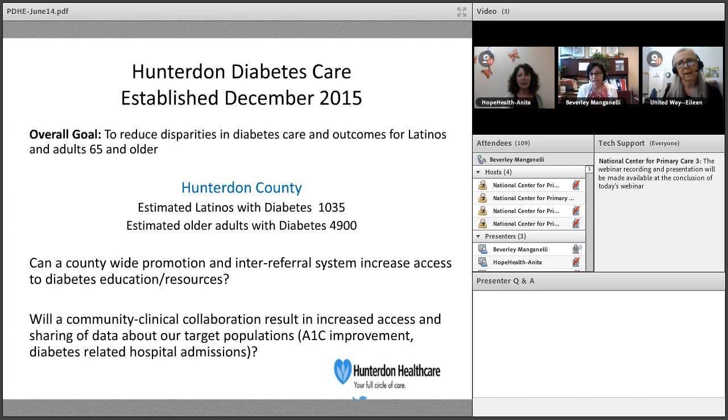So we set out to do a few things. We set out to collect and utilize data to measure the increased utilization of our programs.